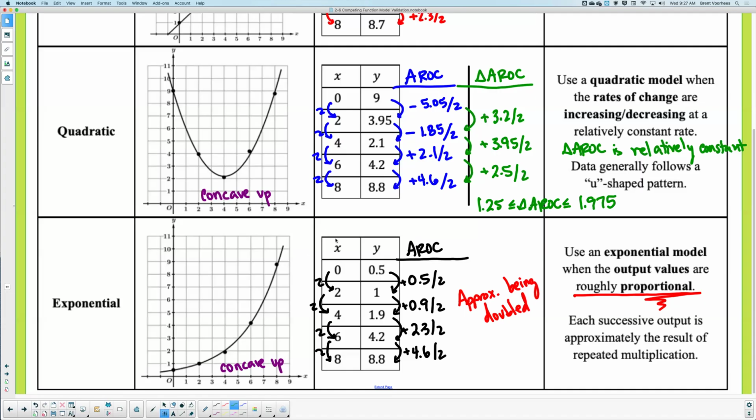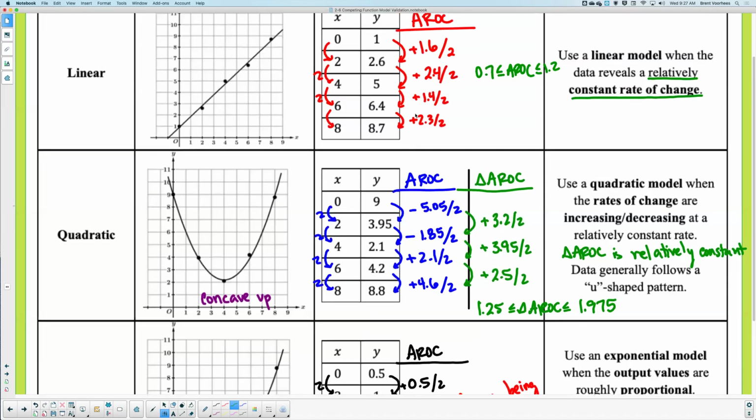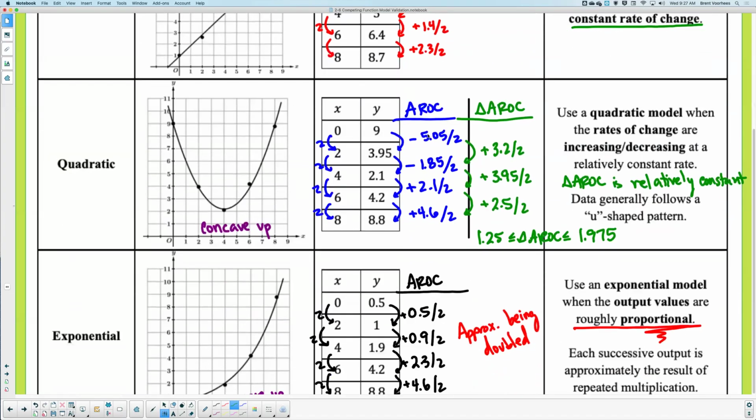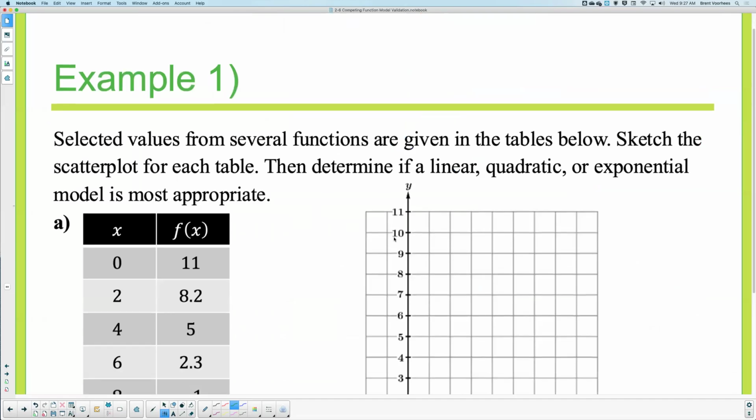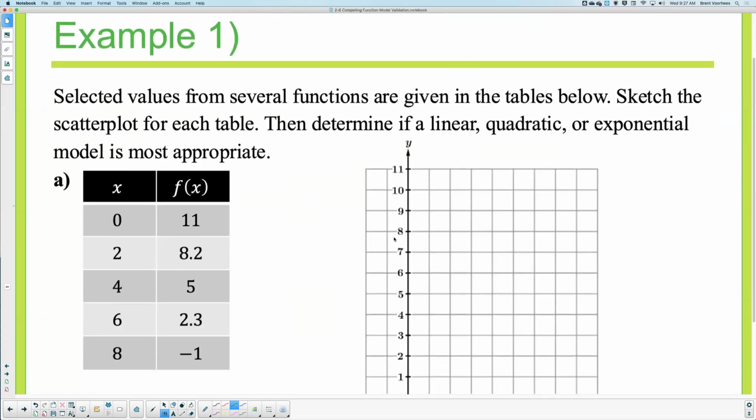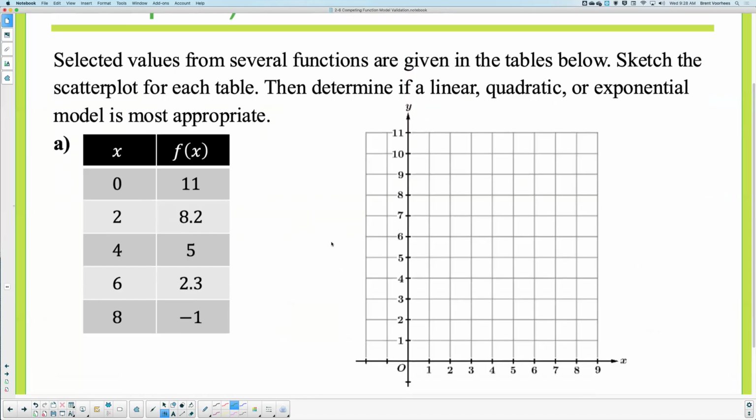But on all of these, what math did I do to determine what type of model it was? AROC. We did AROC, okay? So with that introduction, let's take a look at some examples here. We have selected values from several functions given in the tables below. Sketch the scatter plot for each table, then determine if a linear, quadratic, or exponential model is most appropriate.